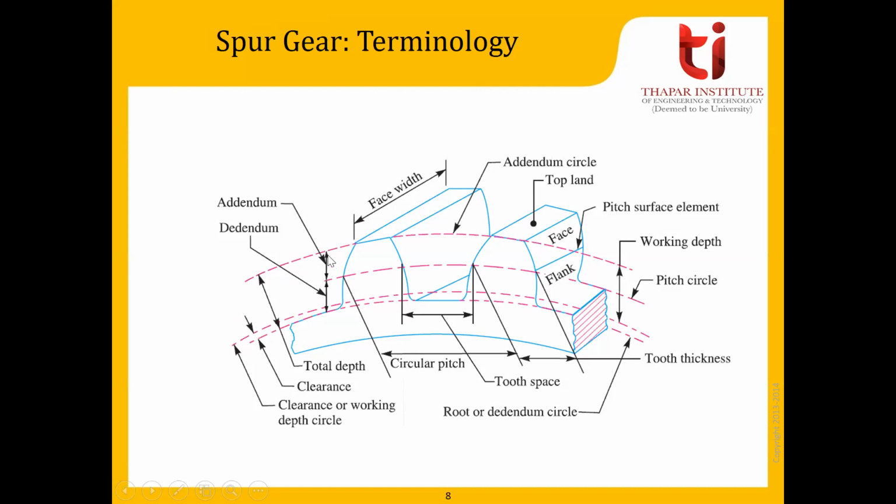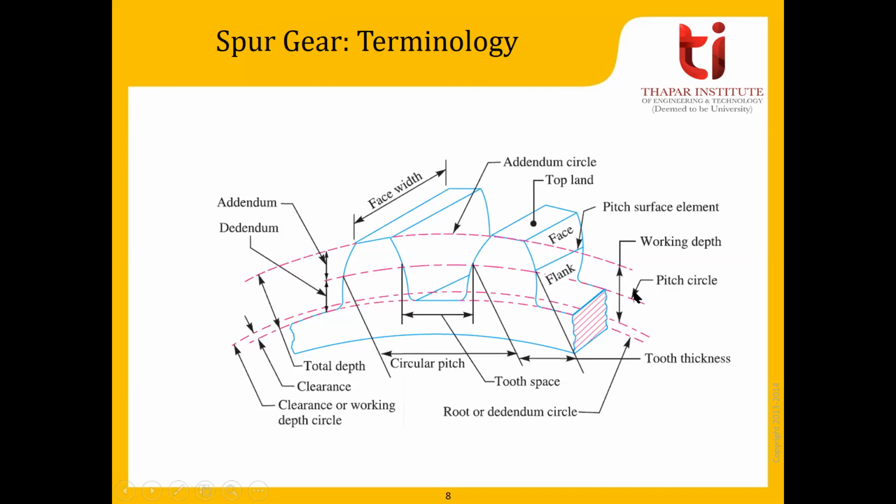From the pitch circle to the addendum circle, this distance is known as the addendum. From the root circle to the pitch circle, this distance is known as the dedendum. This is the face width. This is the top land, and this surface, between the addendum circle and the pitch circle, is known as the face, and this surface is known as the flank of the tooth.